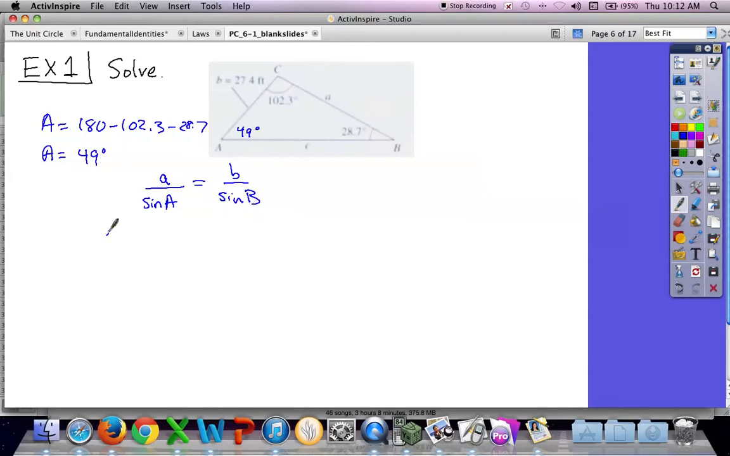So we can plug in the things that we know. A over the sine of 49 equals 27.4 divided by the sine of 28.7. Now, how do you solve for A? Just multiply both sides by the sine of 49. That will cancel. And then do this calculation. What is A?